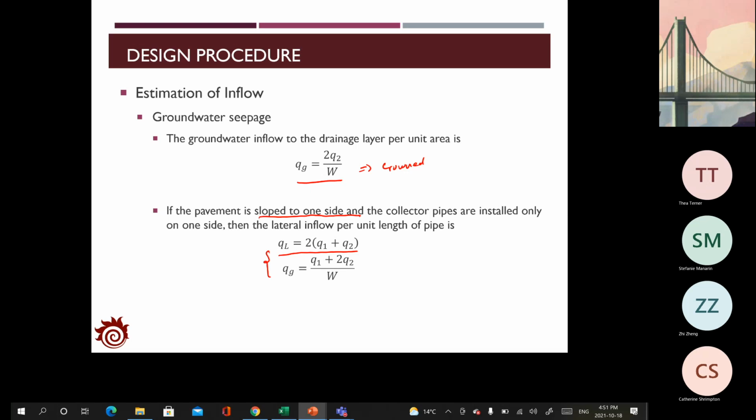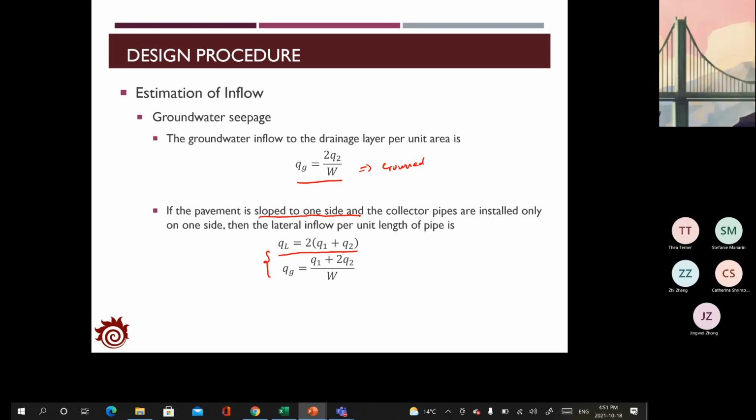And then let's go back to the previous example to see how we can calculate the longitudinal drain, and also the groundwater inflow rate. So in this example, we will consider the native soil with the permeability of 0.32 per day, and we want to find out the inflow QL and the value of QG to the drainage layer. And of course, you have all the information about the pavement structure.